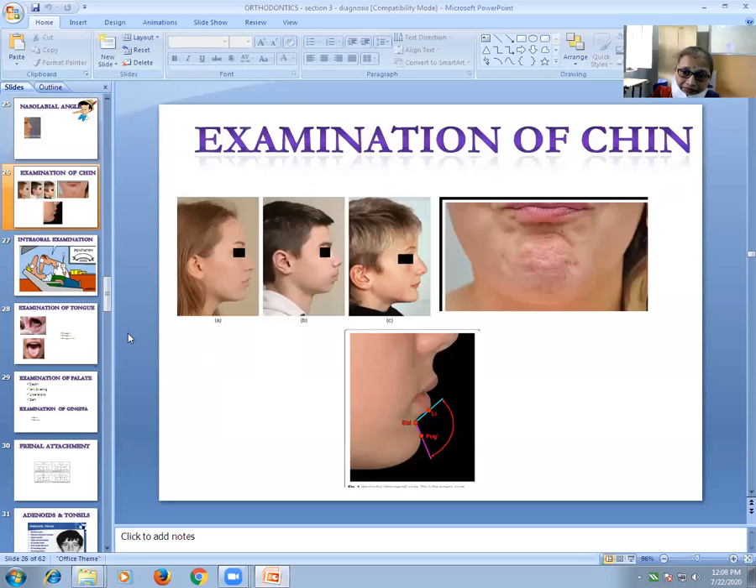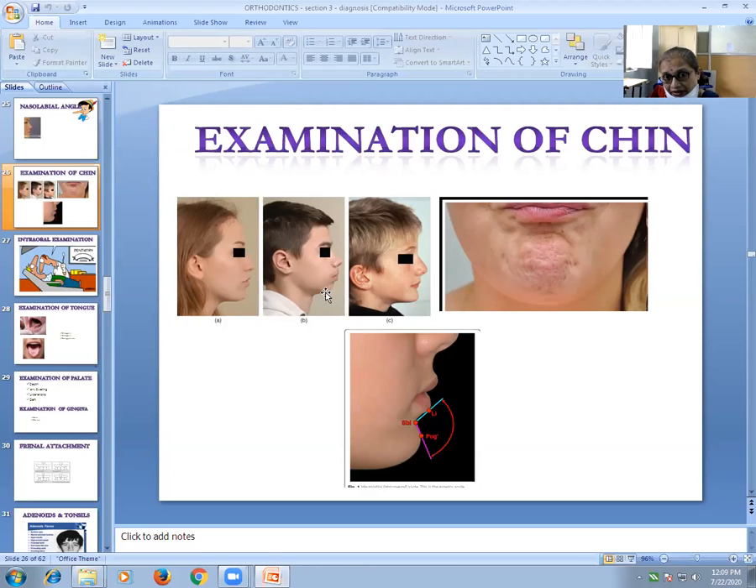Right. Then examination of the chin. Why is the chin important? Same way as the nose. What things will you see in the chin? Position of the chin, like in this photo, there is a prominent, proclined chin. Here, a receding chin or a retrognathic mandible and receding chin. This is normal: an imaginary line from subnasale to menton should be a straight line.